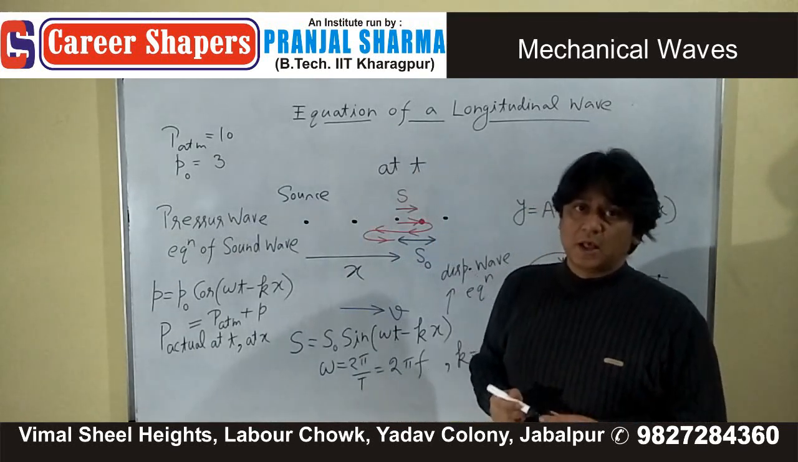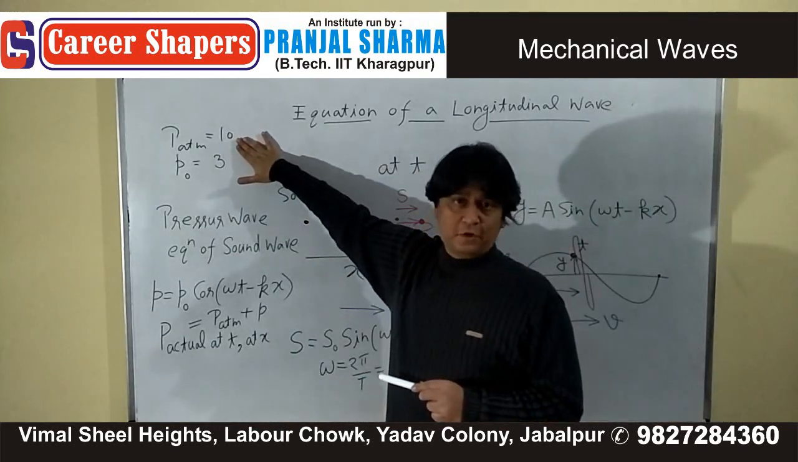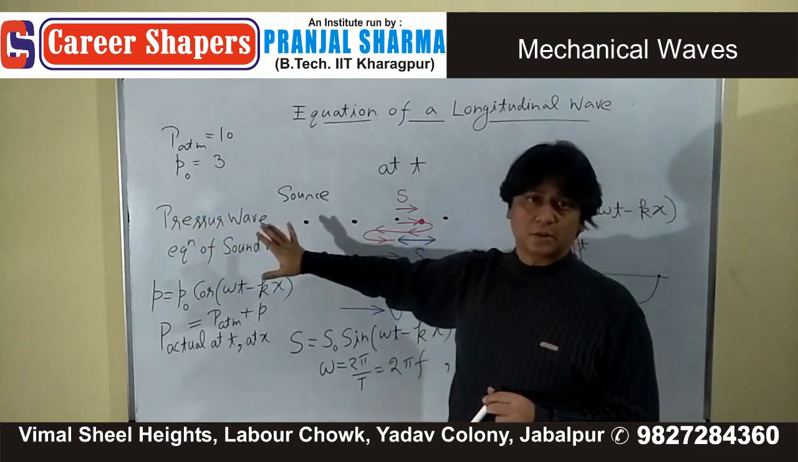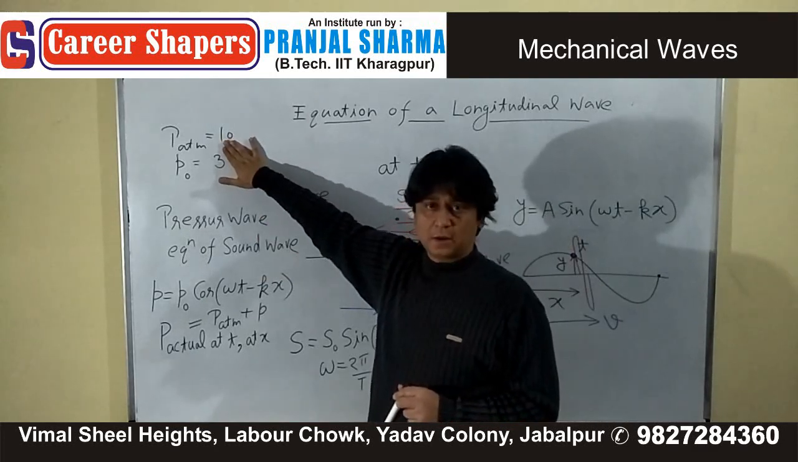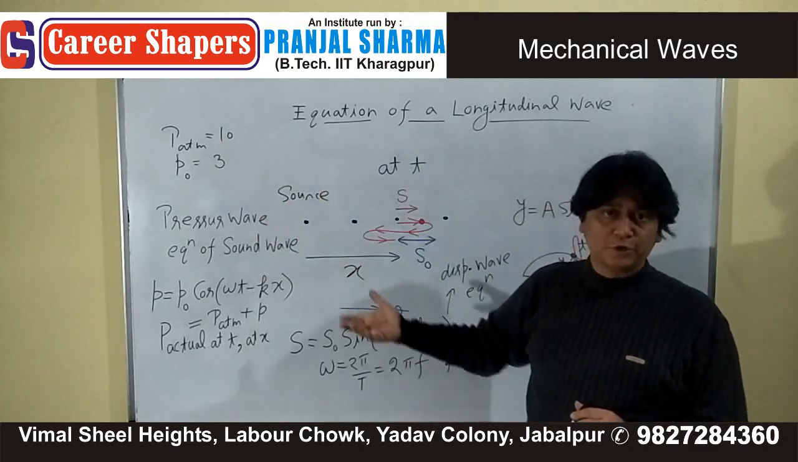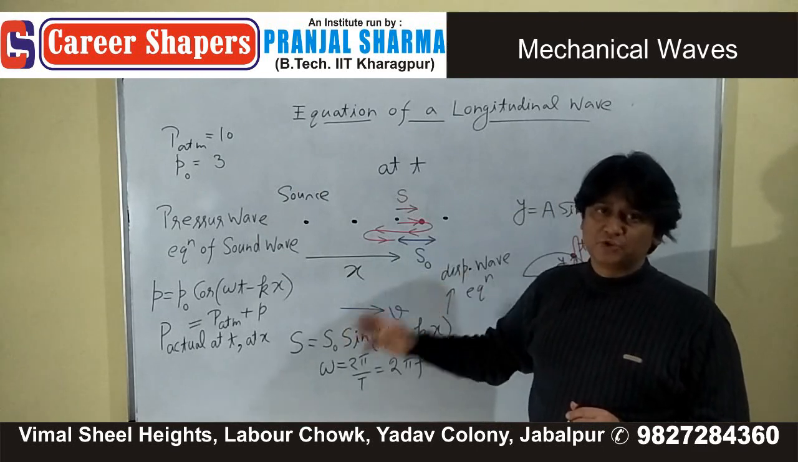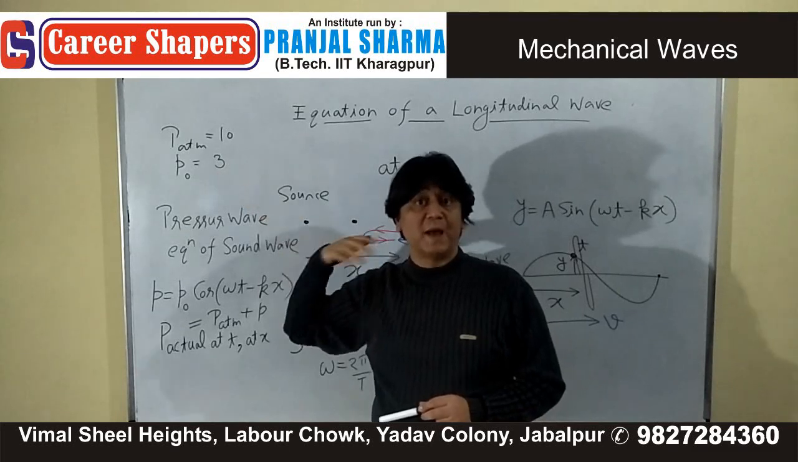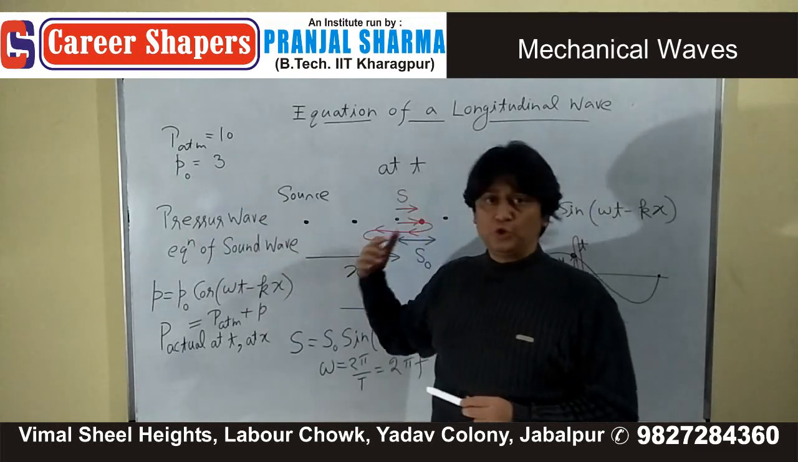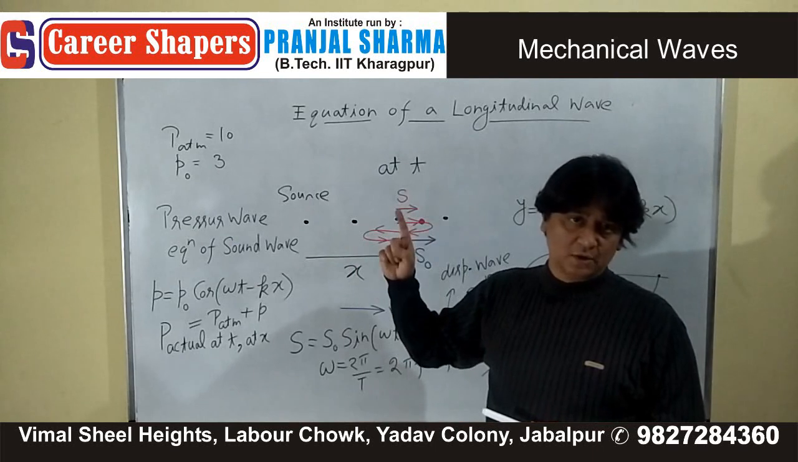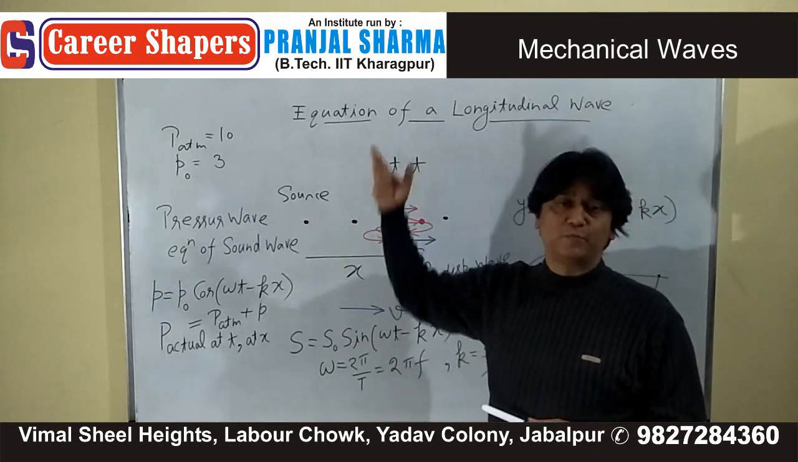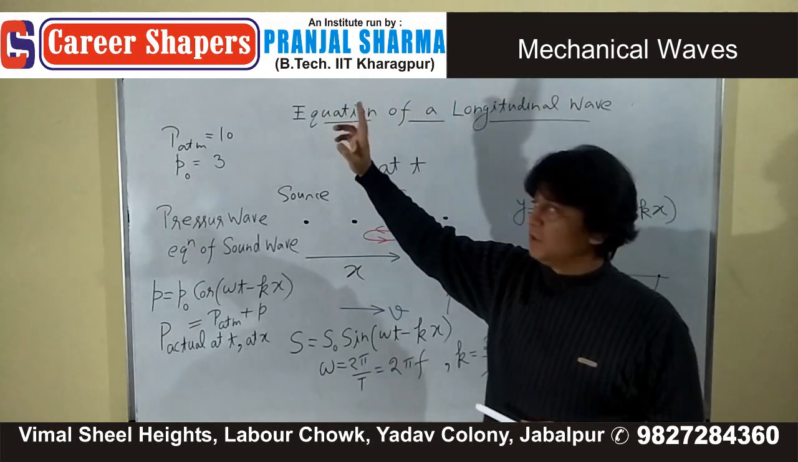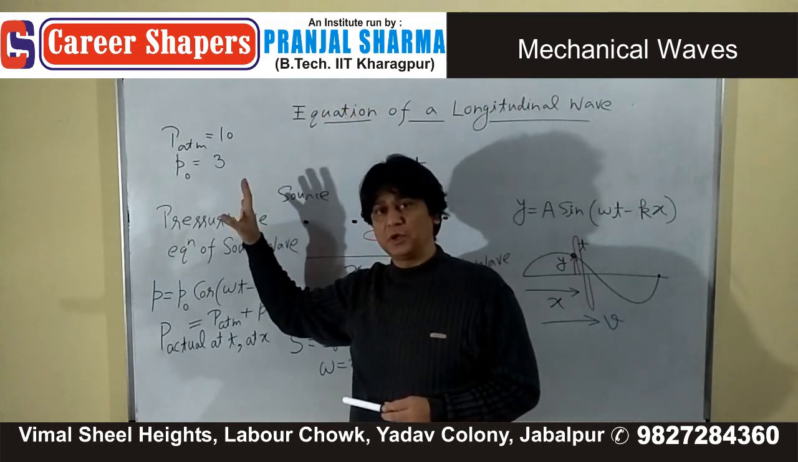That means what? If no sound wave propagates, then everywhere pressure is equal to 10. If you produce a sound wave, then the maximum change in pressure which can take place is 3. You will find change in pressure as 1, 1.1, 1.5, 2.1, 3, but not 4. This is the maximum change in pressure which you can find.